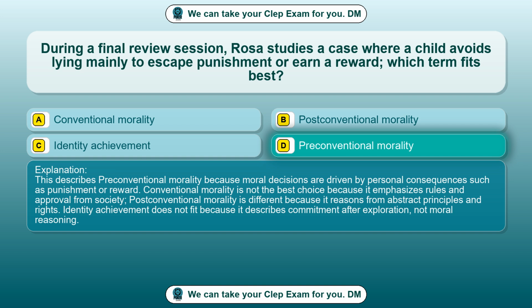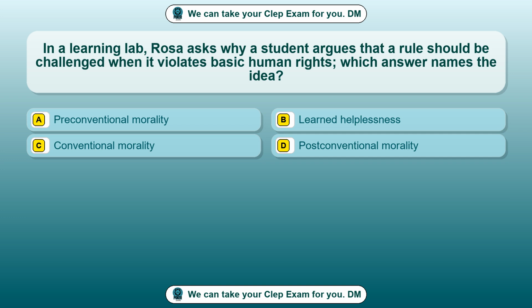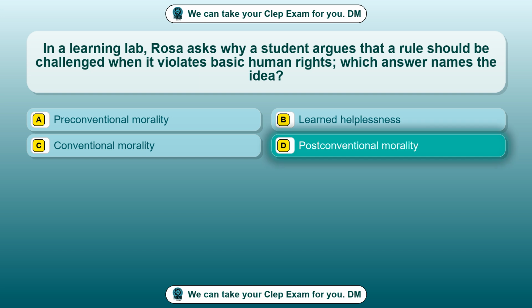Question 23. In a learning lab, Rosa asks why a student argues that a rule should be challenged when it violates basic human rights. Which answer names the idea? Option A, pre-conventional morality. Option B, learned helplessness. Option C, conventional morality. Option D, post-conventional morality. The correct answer is option D.